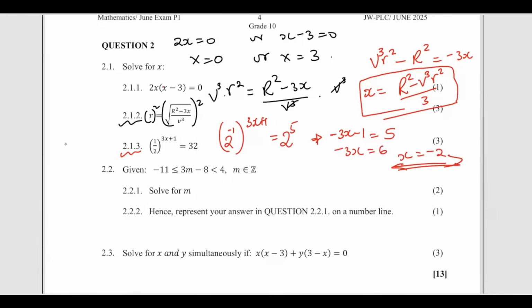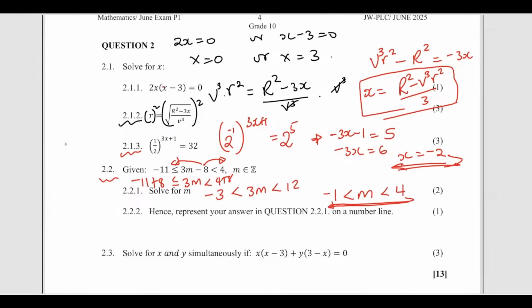Okay, and then 2.2, can we solve for m? This is an inequality. We move the 8. So it's going to be negative 11 plus 8 is less than or equal to 3m is less than 4 plus 8, meaning that this is going to be a negative 3 is less than or equal to 3m is less than 12. Then let's divide through by 3. We shall end up with a negative 1 is less than or equal to m is less than 4. So that is what the question technically wanted.